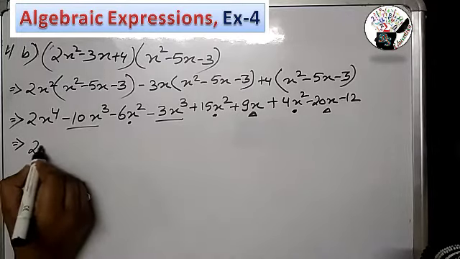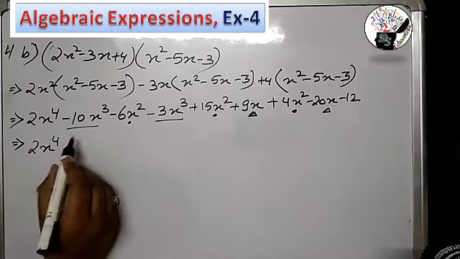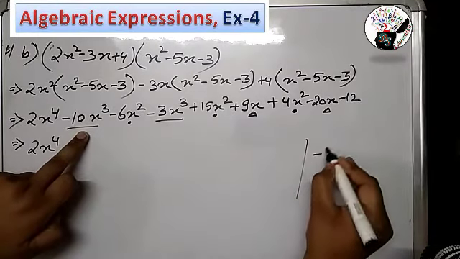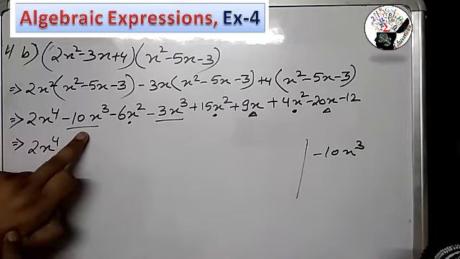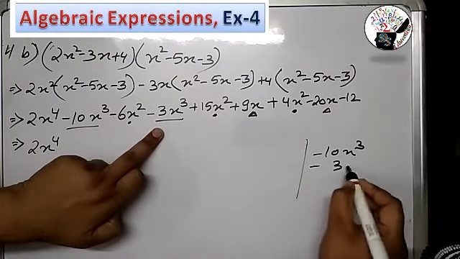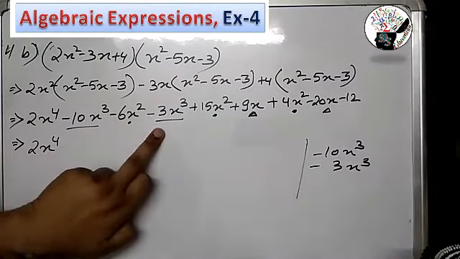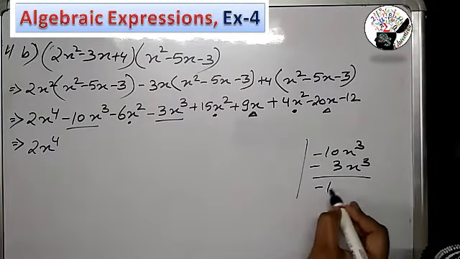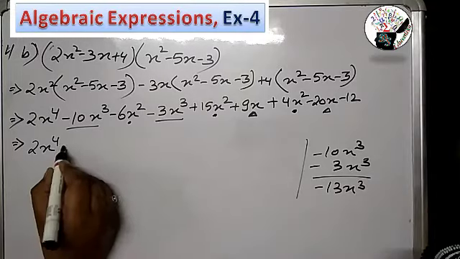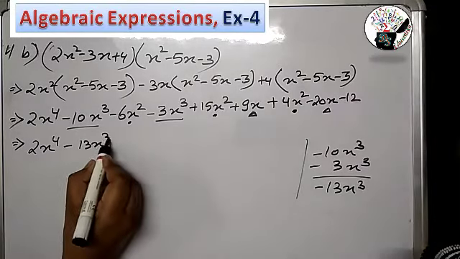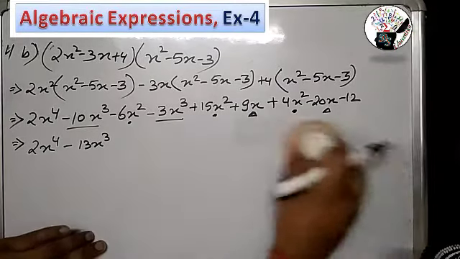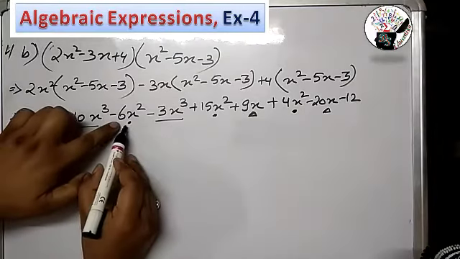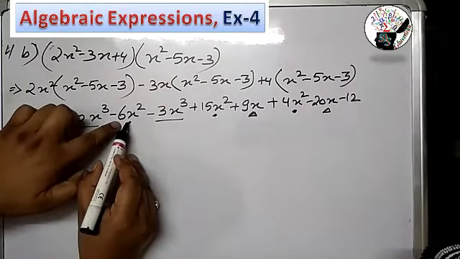Now here I will write 2x to the power 4 as it is. Now we will see, first we will solve the cubes. Minus 10x cube is written over here, then minus 3x cube is written over here, and there is no other cube. Both are minus, so what will be the answer? Minus 13x cube, that I am writing over here. Now I am rubbing this one. Now it becomes this. So I already marked that they have like terms.